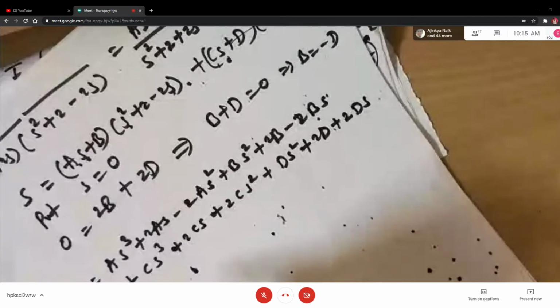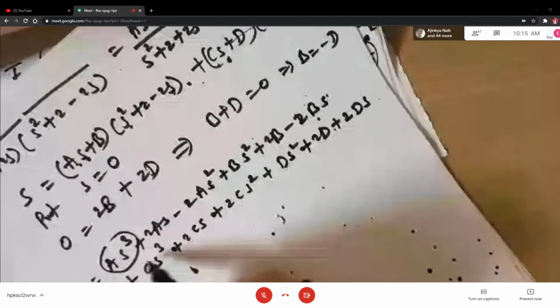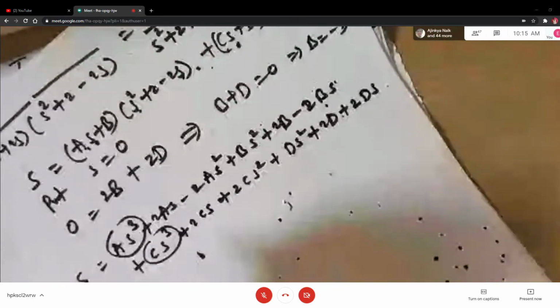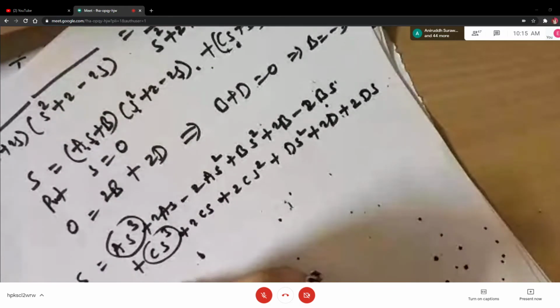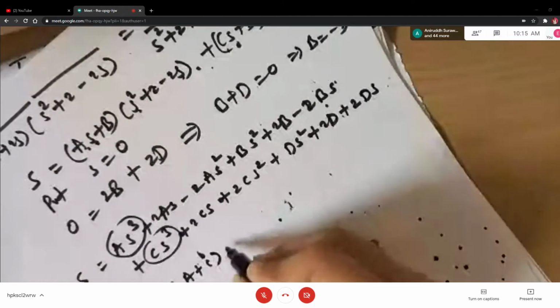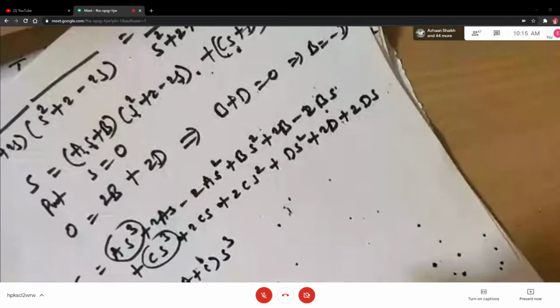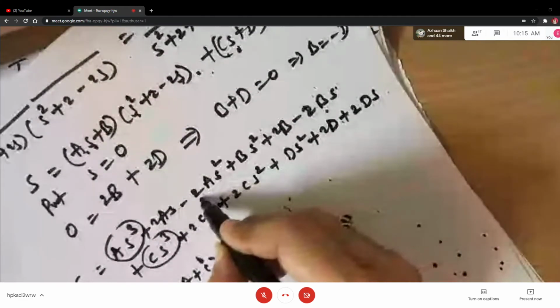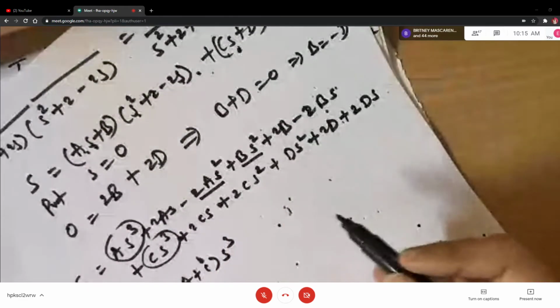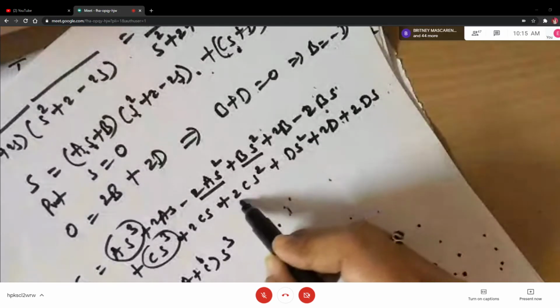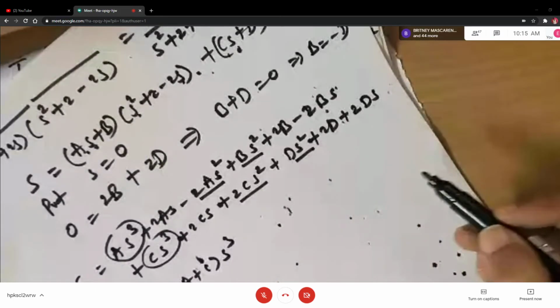Now let me circle the terms in s cube first. Highest power term, and then it will be what? S cube is common, so a plus c s cube. Done. Now let me underline s square terms which I want to collect now. This one and this one. There are 4 terms in s square.